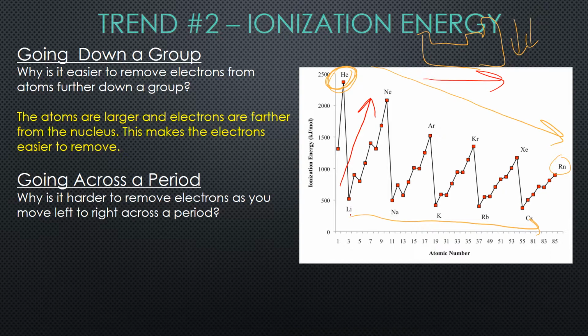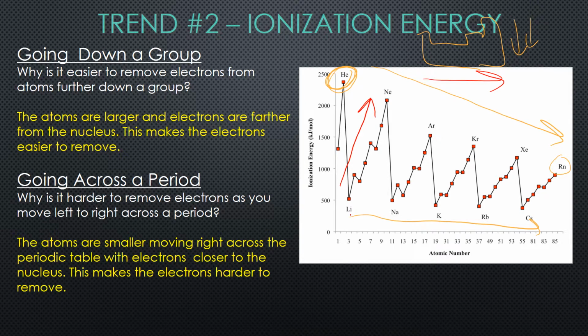So why? Why is it harder? Well, that's what I was talking about earlier. Remember, this comes back to that atomic radius. Lithium has a much bigger atomic radius than neon because neon has got the best ratio of protons to electrons in the second shell. So neon is much, much smaller.